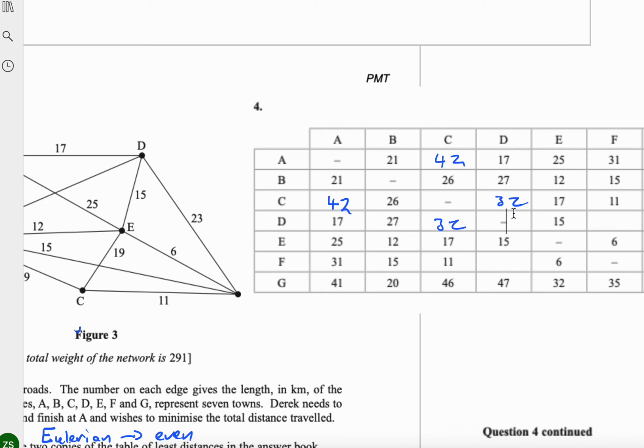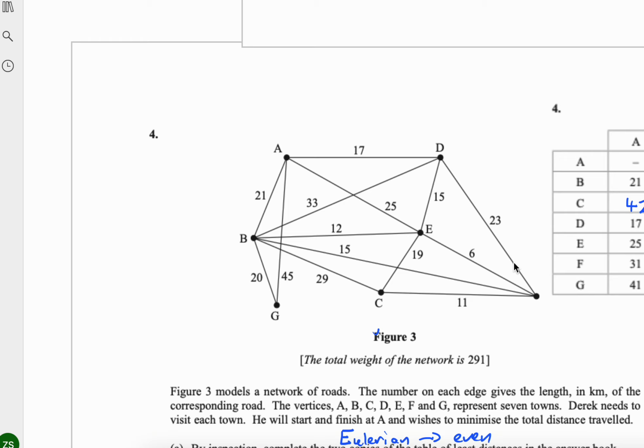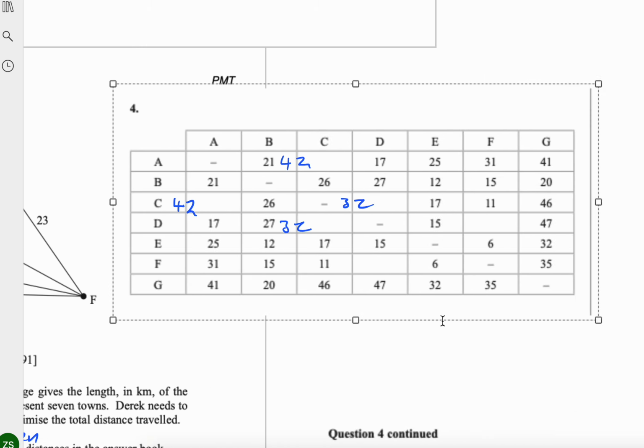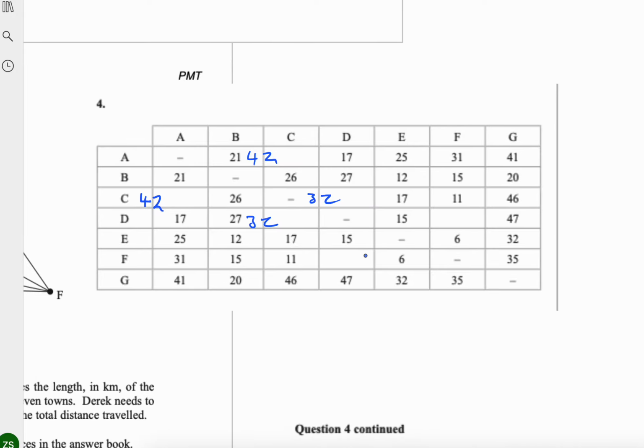And finally, FD. So F's down here. FD, do we go 23 direct? No. Wait, F is here, sorry. Okay. Surprise. FD is what? 23? No. You can go from F to E, and then E to D, so that's 21. Okay, cool. Completed.